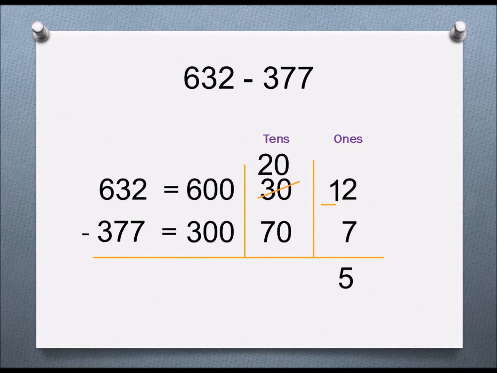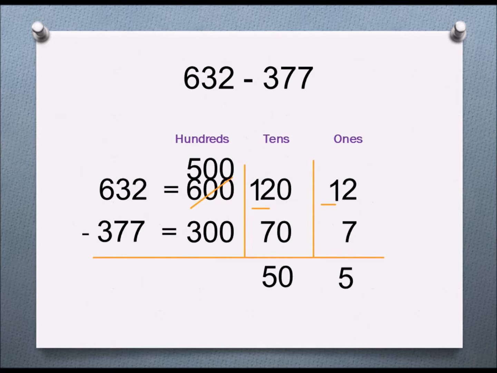So in our tens column, I'm going to clean this up right here, giving us 20. 20 minus 70, and again, same case, we cannot subtract 70 from 20, so we're going to go to the next column, the hundreds column, and borrow 100. So when we borrow 100, the 600 becomes 500, and we add the 100 to the 20, so that gives us 120. So now 120 minus 70 will give us 50.